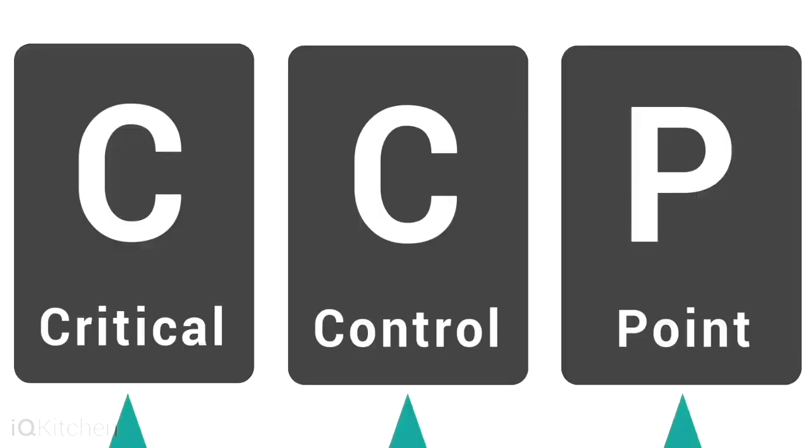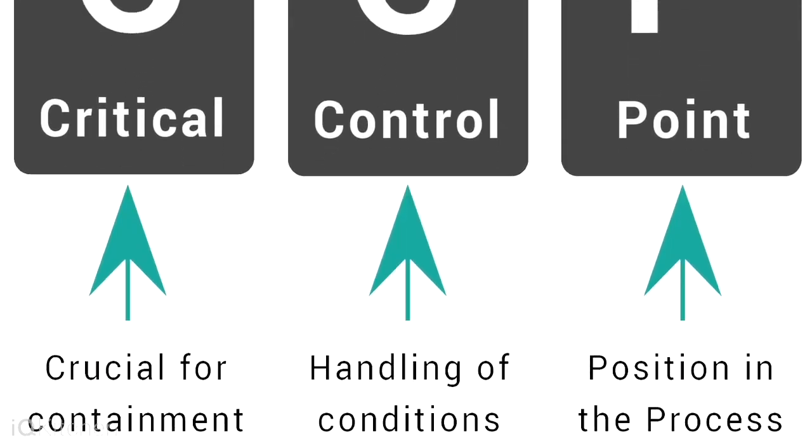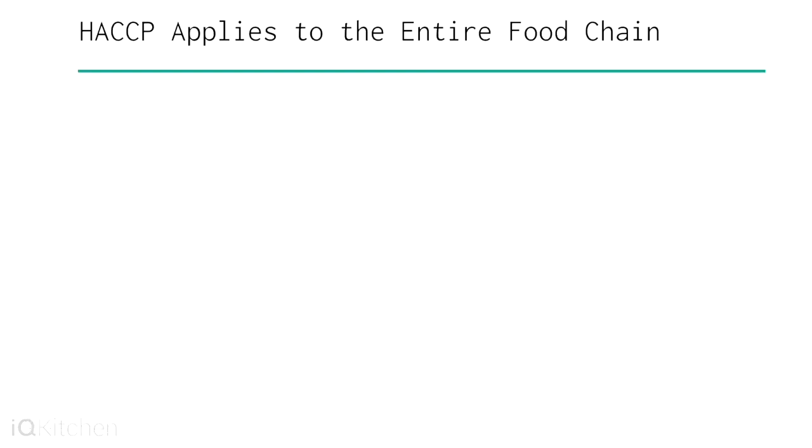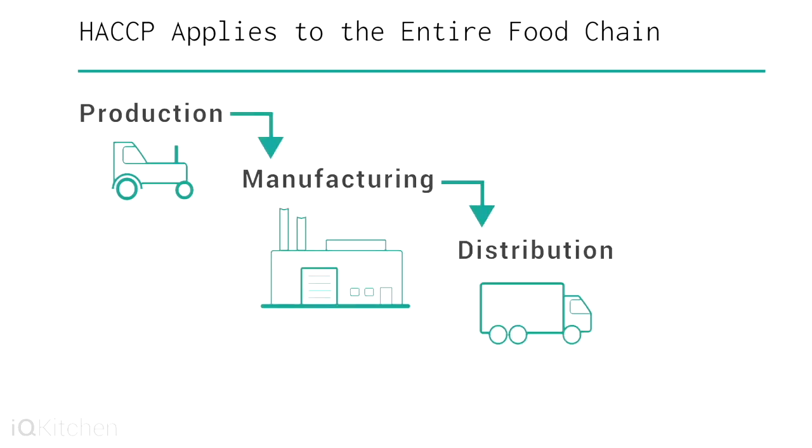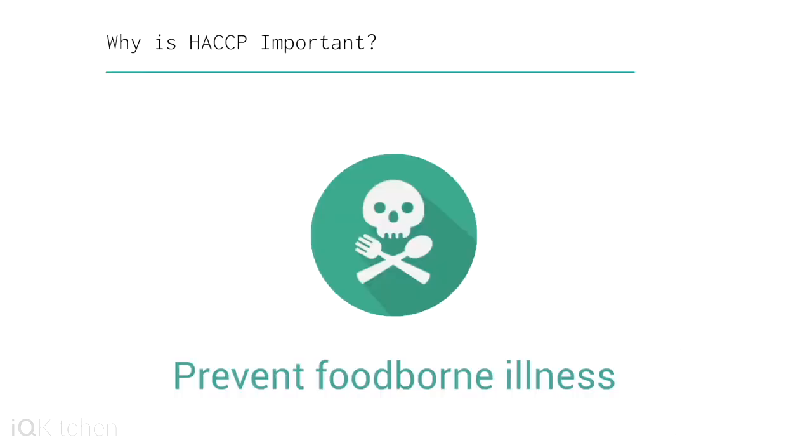A critical control point is a point, step, or procedure at which control can be applied and a food safety hazard can be prevented, eliminated, or reduced to acceptable levels. HACCP is designed for use in the entire food industry, from growing, processing, manufacturing, distributing, and retailing food for consumption. HACCP is important in order to prevent foodborne illness, but also to reduce recalls and help companies save money.